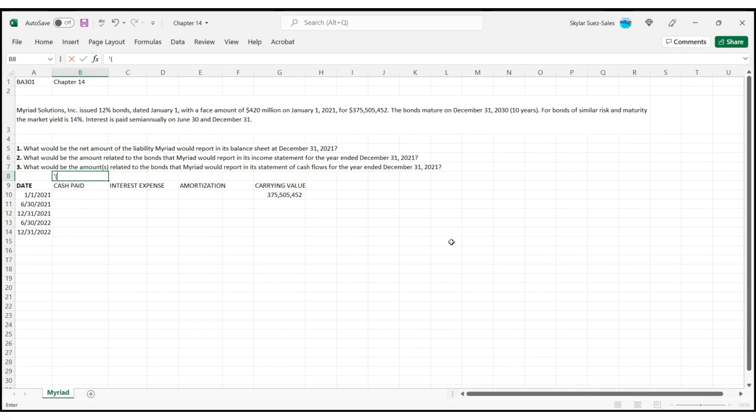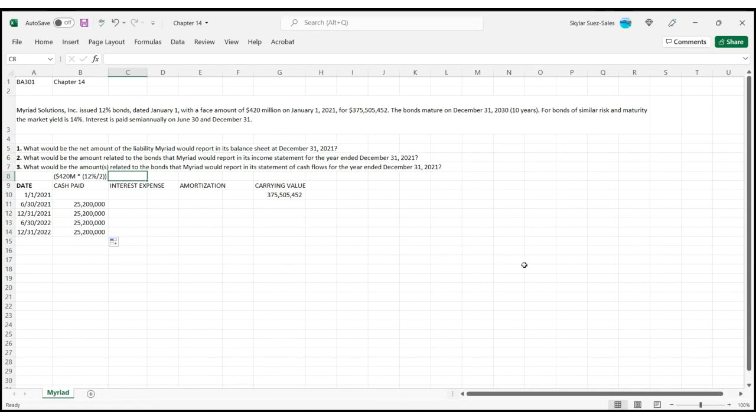Is it 420 million times 12%, which is the stated rate, divided by 2? Yes, it is. Are you telling me or asking me? I'm telling you. Okay, all right. So it will be, yes, it will be. And so we said the day that we issue the bonds, there's not going to be, of course, any cash paid, but because the interest is due June 30 and December 31st. So in this case, we have the 420, oh no, there's so many zeros, multiplied by the 6%. So this will be the payment, okay?